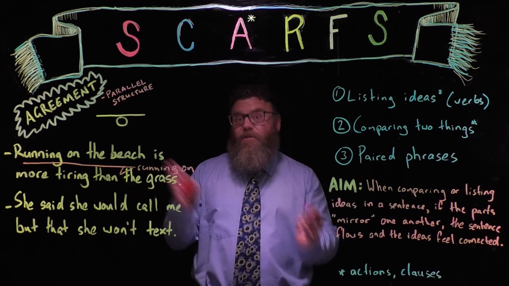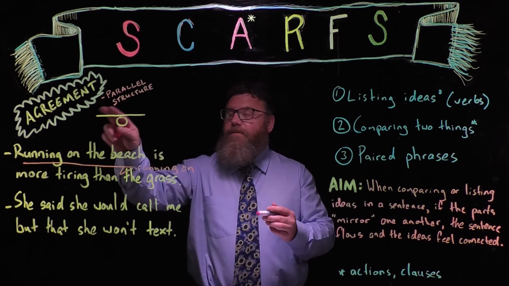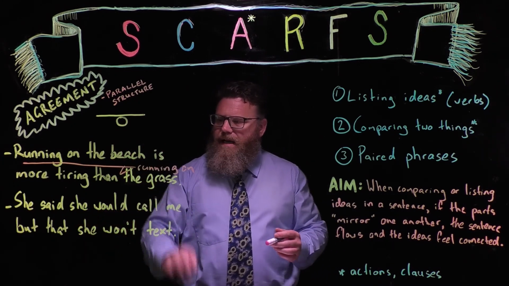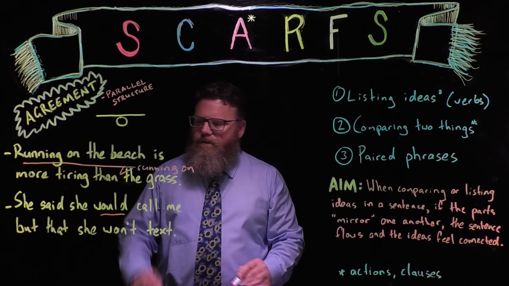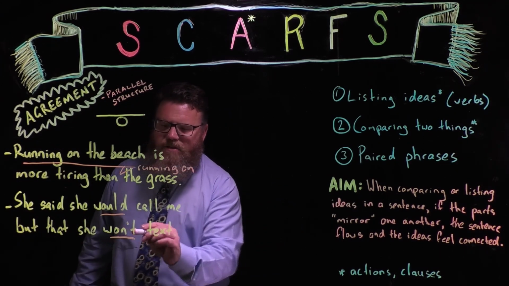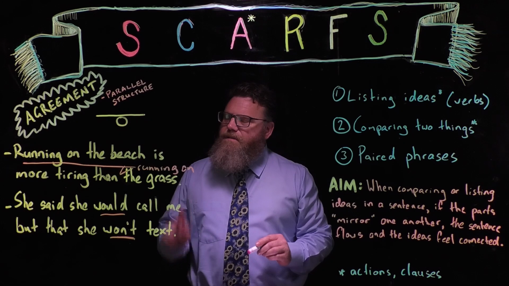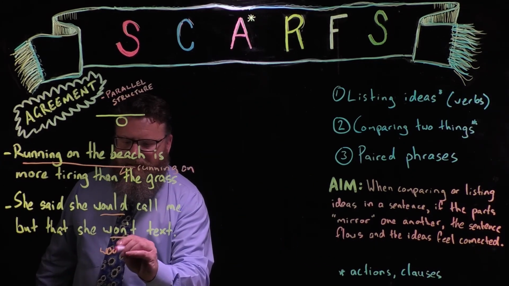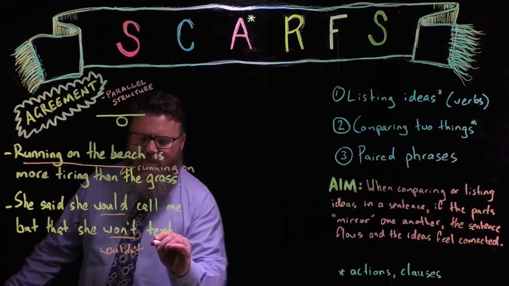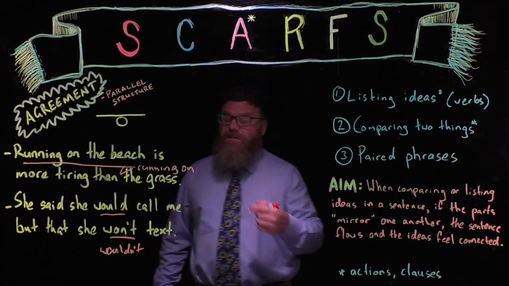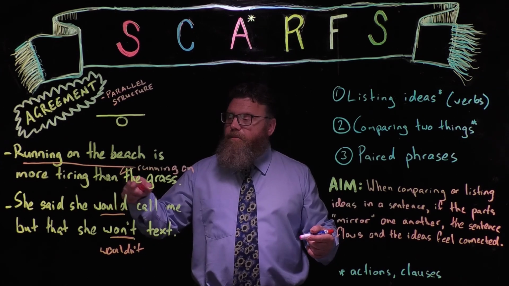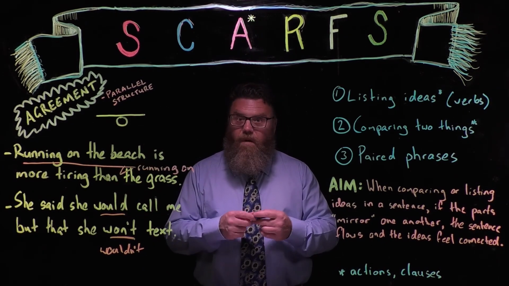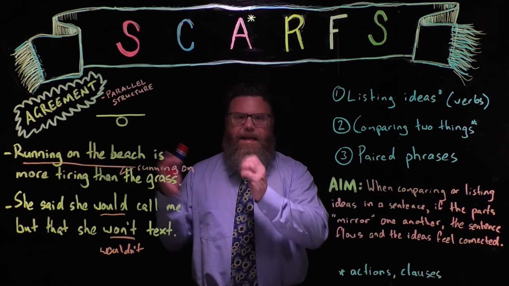And this is actually a callback to the earlier agreement video that we did on tenses, because the reason these don't match is this clause is in past tense with would, whereas this clause is in present tense with the contraction of will not to become won't. So to match them, they've got to be the same. So she said she would call me, but that she wouldn't text. Okay, you could even change it all present tense to all present tense by saying she says she will call me but she won't text, but it's got to be one or the other to get that beautiful balance.